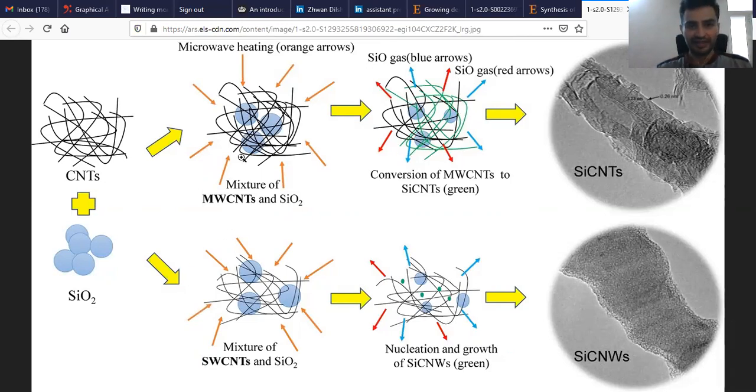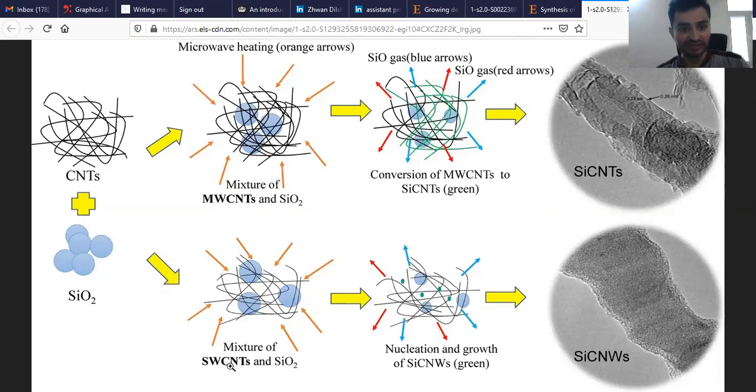When they use multi-wall carbon nanotube with silicon oxide, the production becomes SiO gas, which is evaporated, and the multi-wall carbon nanotube is converted to silicon carbide nanotube. This is the green color here, and this is the TEM image.